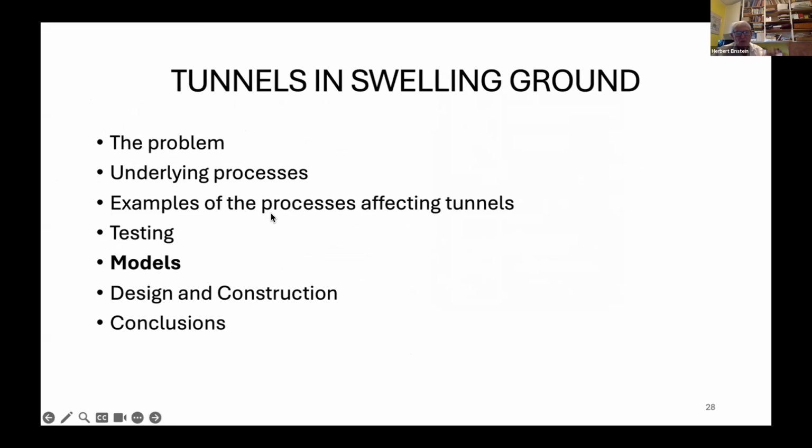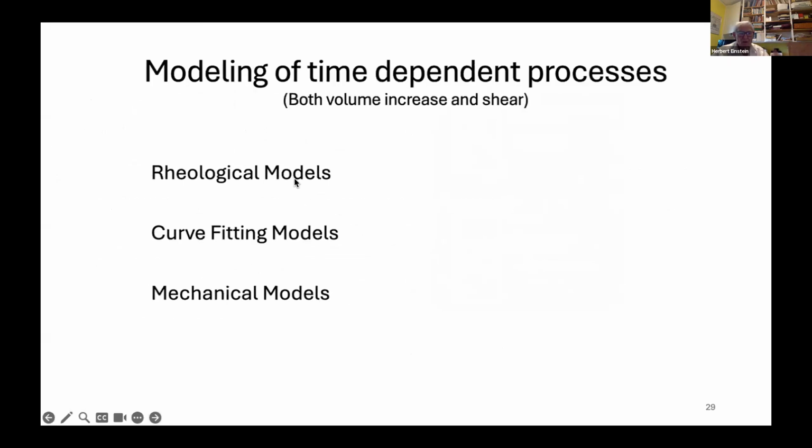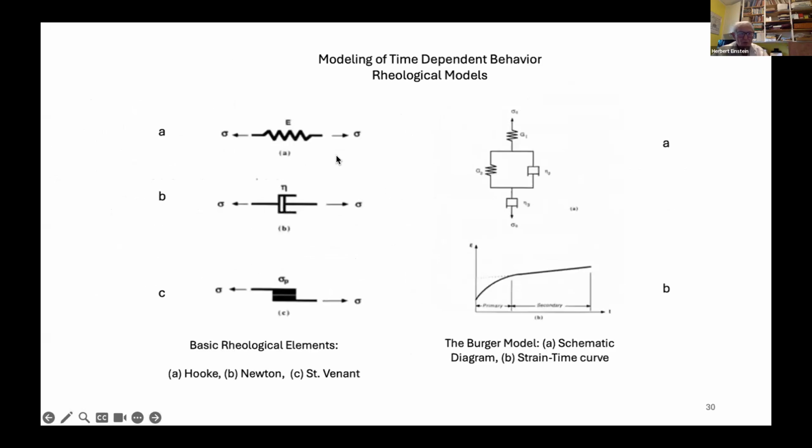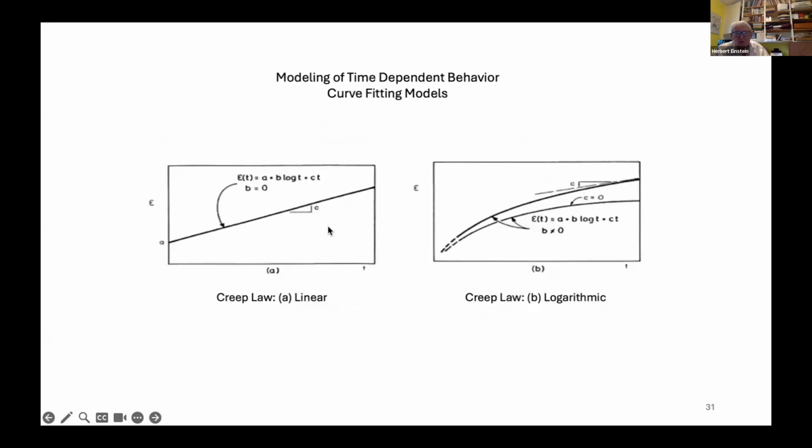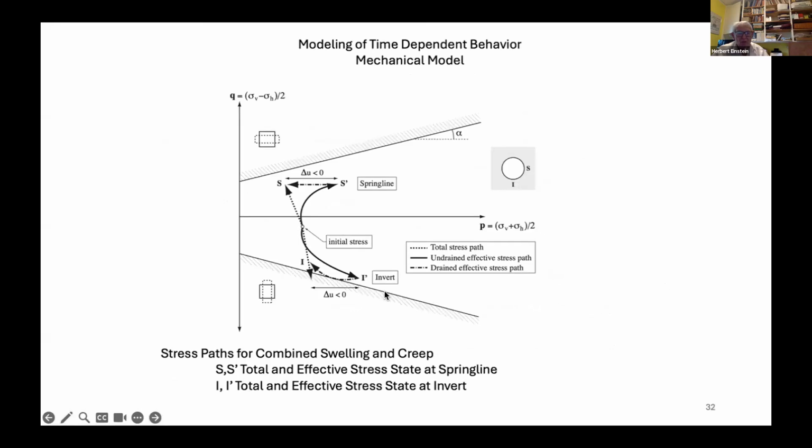Okay, so now we have tested, and now we need to do modeling. And since it's simply an overview, I do both volume increase and shear, but then I will concentrate on this one. So we have the classic spring dashpot models. This is the Burgers one, which is kind of complicated, but that pretty much can be used to approximate what we observe in tests. So this is very logical. Then we simply do curve fitting. So we do the tests that we showed you before, and we can basically then describe the curve with an equation.